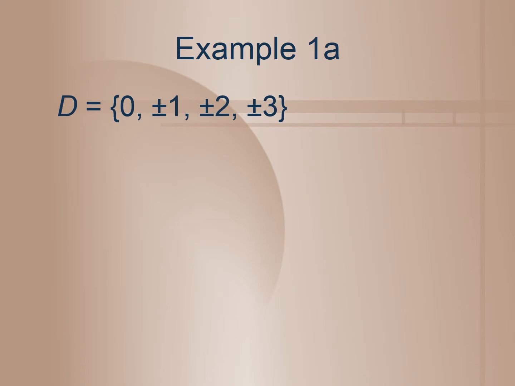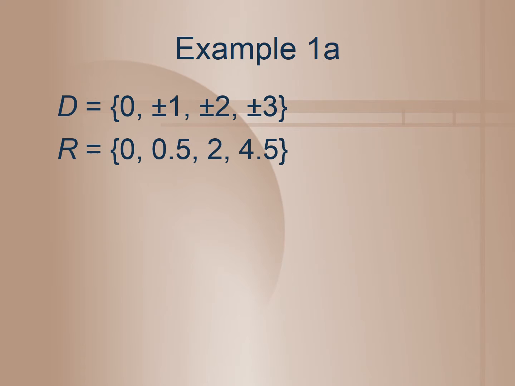So the domain for this function, we can write it like this. The domain has 0, it has plus or minus 1, plus or minus 2, and plus or minus 3. Notice that my shorthand way of writing those is very much easier to write, so please feel free to do that. So that's my domain for this graph. My range for this graph is 0, 0.5, 2, and 4.5.